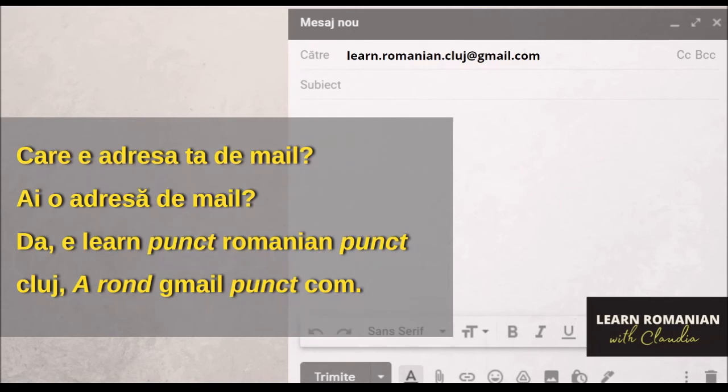Care este adresa ta de mail? Ai o adresă de mail? Da, e learn.romanian.cluj@gmail.com.